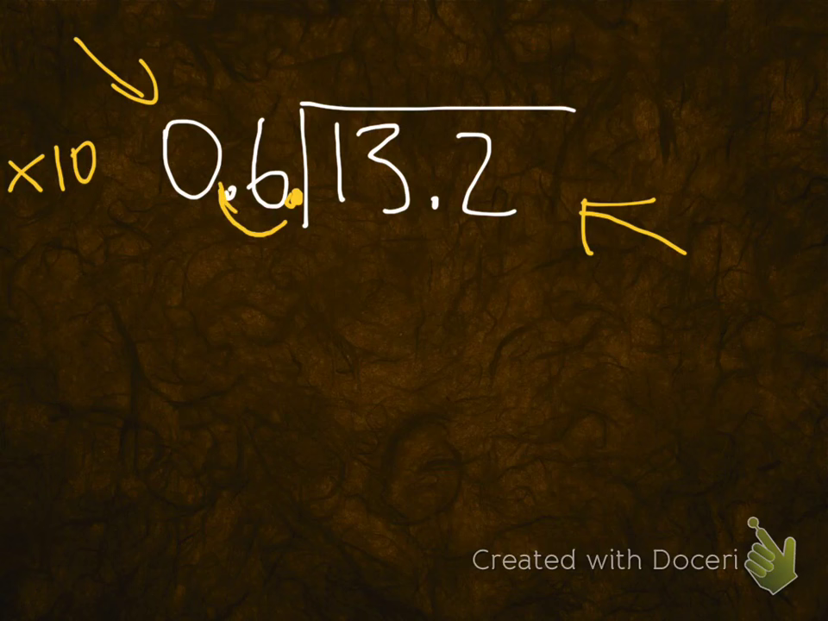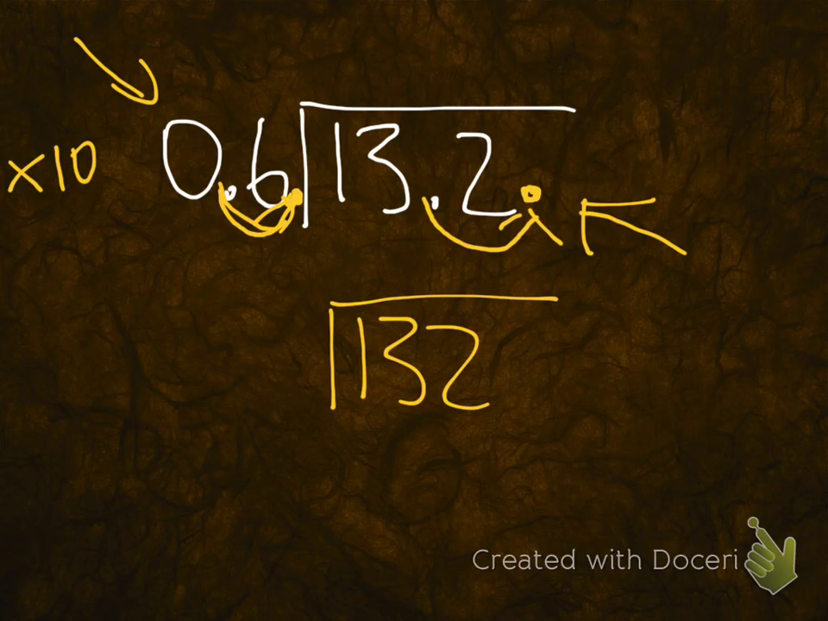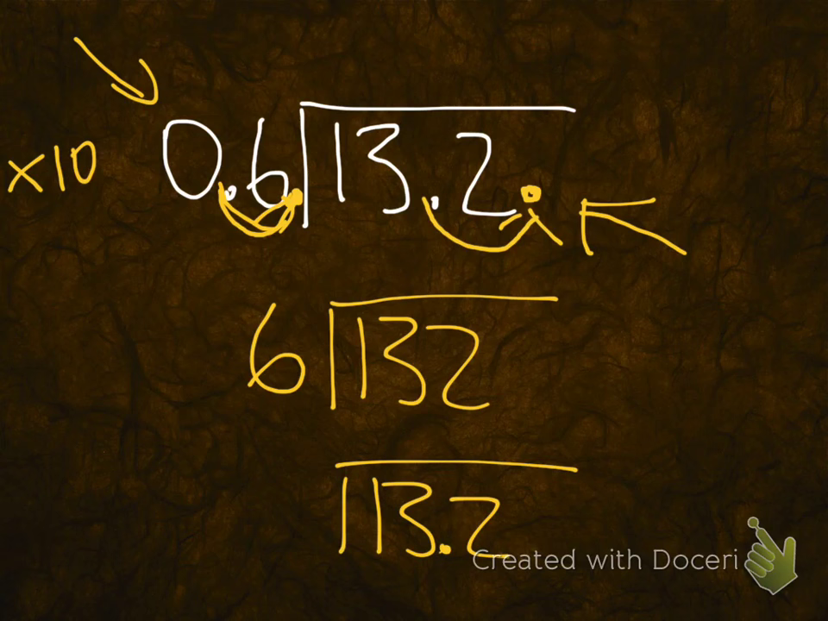So since this decimal moved over one place to the right, we're going to take this, multiply it by 10, and now that decimal is going to move over to the right one place. Therefore, whatever we get as an answer to 132 divided by 6, it will be the same exact answer as 13 2/10 divided by 6/10.